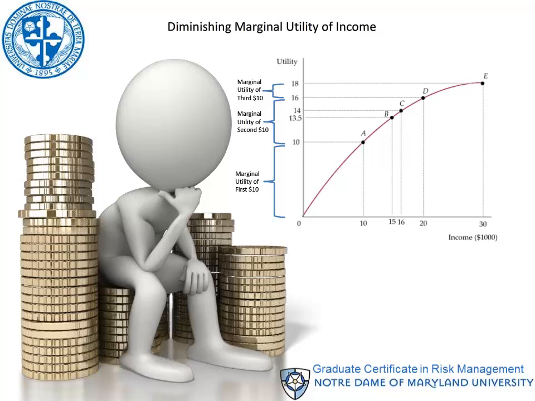The marginal utility of an additional $1,000 going from $15,000 to $16,000 at point C is 0.5 in utility. A change of $1,000 would have a different marginal utility depending on the income you started from. Points D and E show the utility associated with $20,000 and $30,000 respectively.